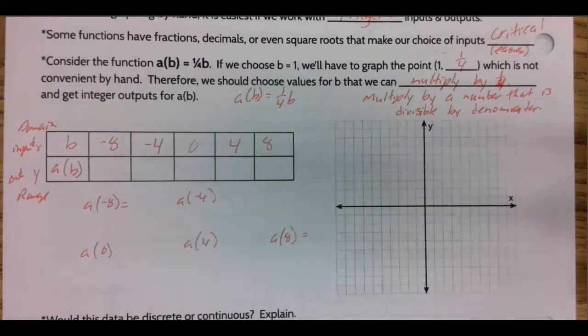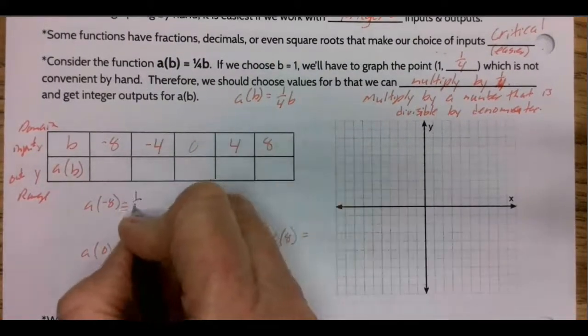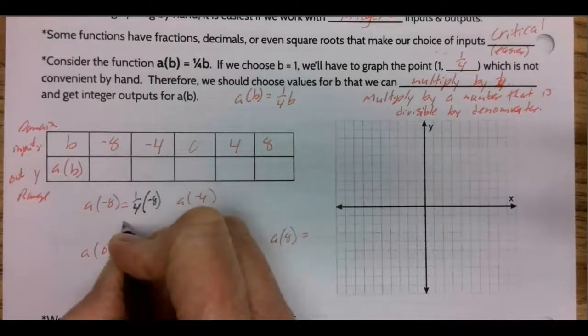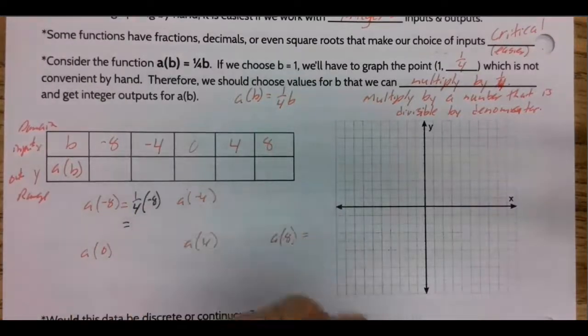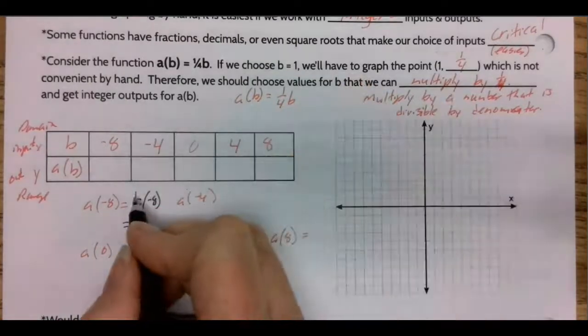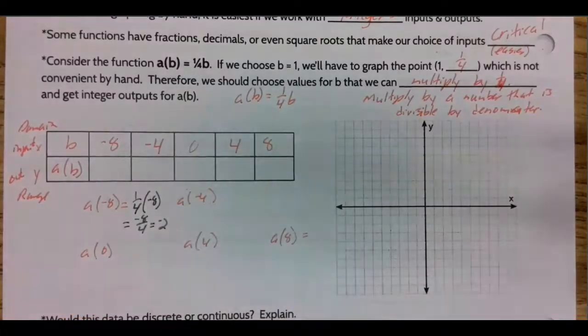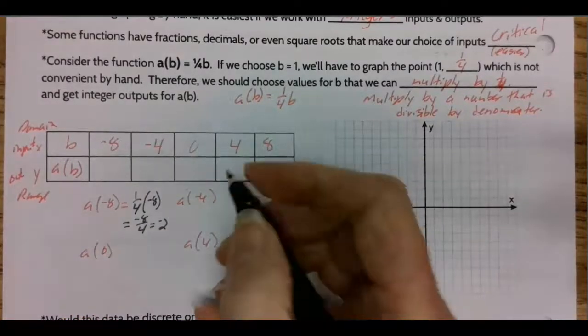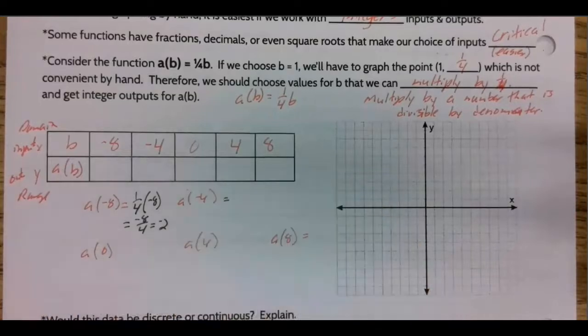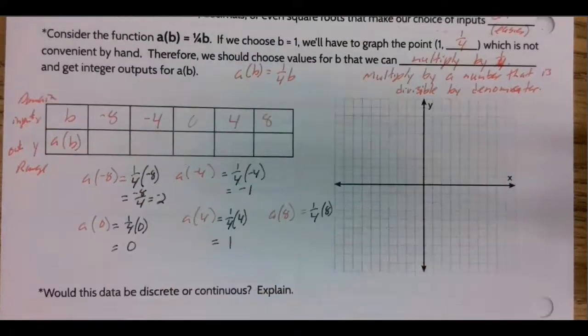Okay, so now we're going to plug in -8. So I have 1/4 times -8. You can cross cancel here if you want to, or just multiply across. 1 times -8 is -8 over 4, which is -2. Okay, so you're just going to multiply. You're going to do that. Try it on your own. We'll compare in just a bit.